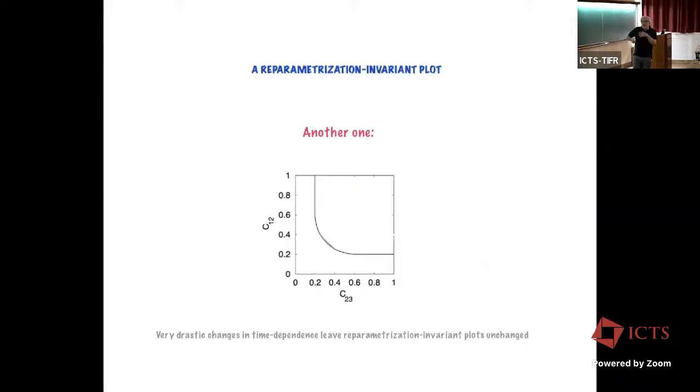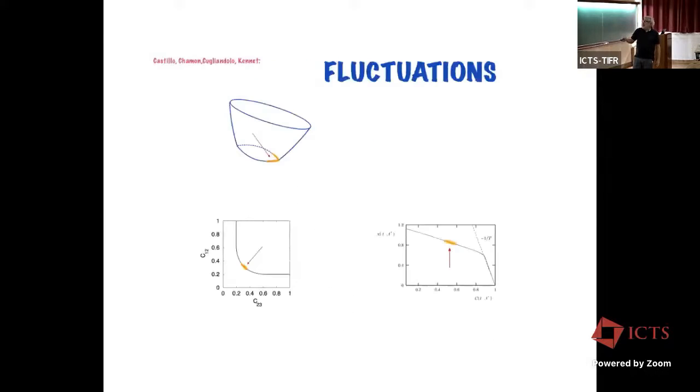And then to check these ideas, one can do plots of correlations against correlations. So these are plots where the time has been factored out. And again, you see that whatever the precise dynamics, the result always is along this line.